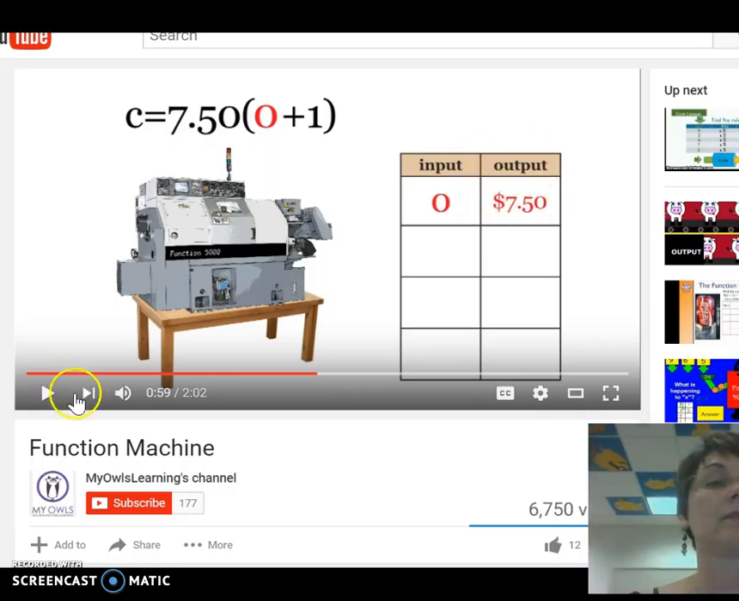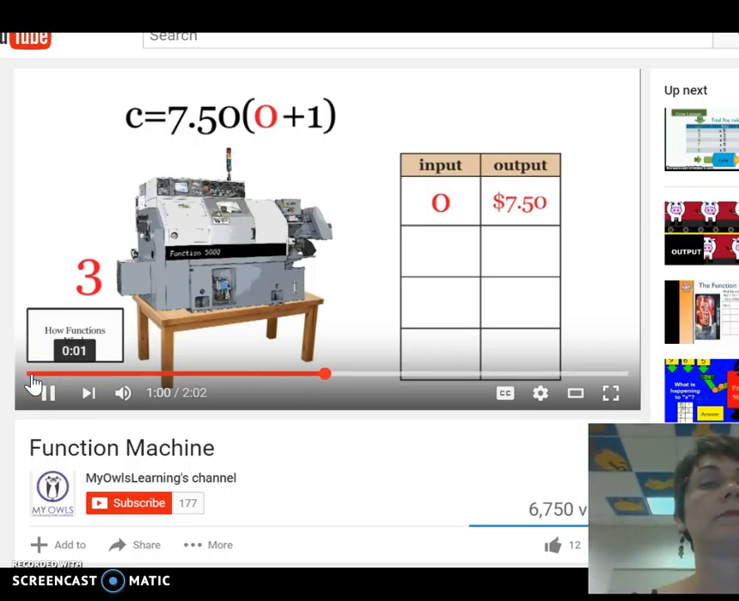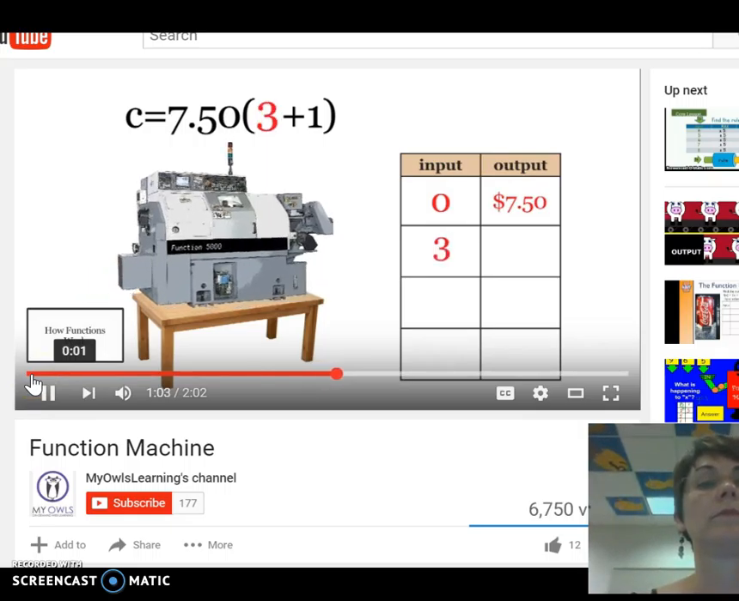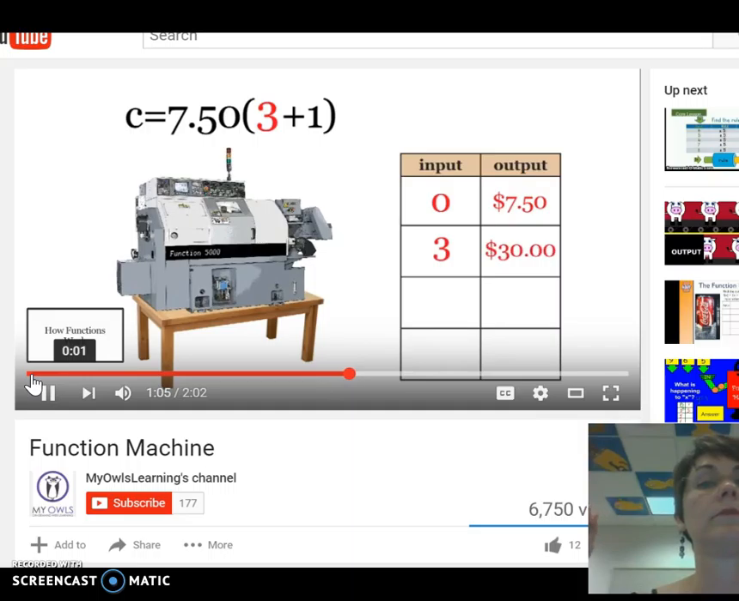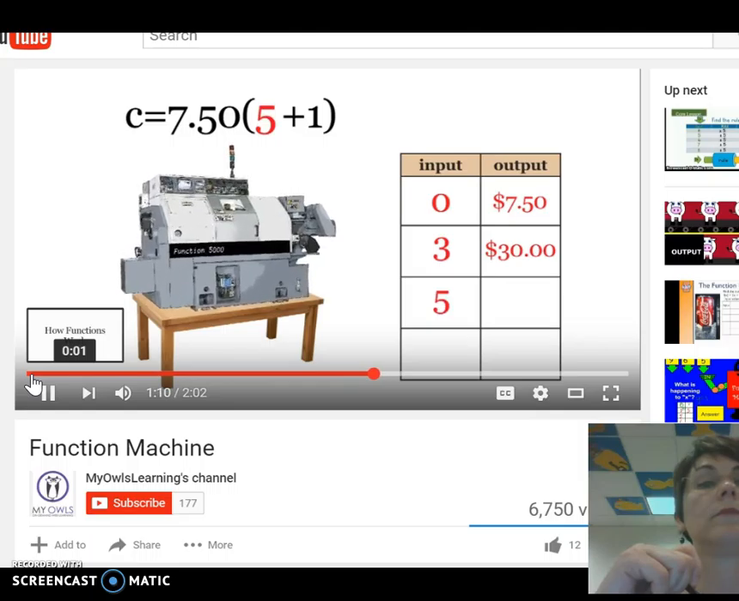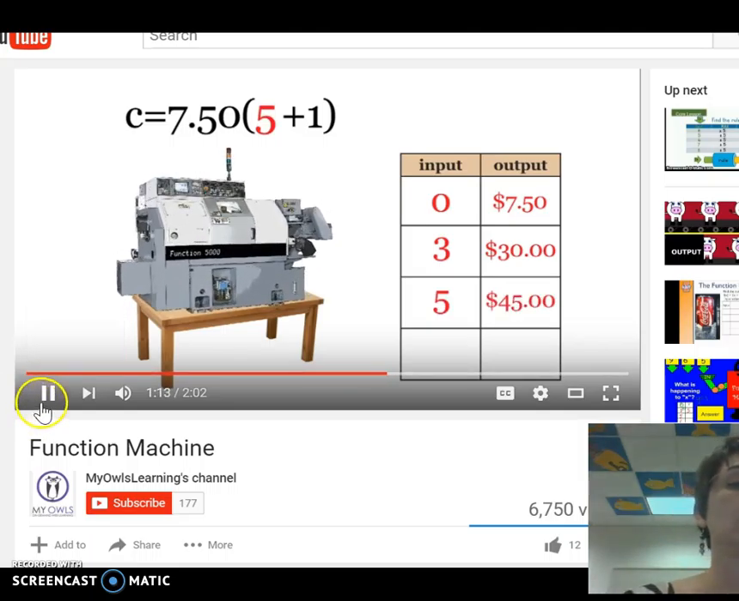What if 3 friends come to lunch? What if 5 friends come to lunch? So in this case, 5 is our x value and $45 is our y value, where x's are our inputs and y's are our outputs. You can also notice that these are ordered pairs. So I have the ordered pairs (0, 7.5), (3, 30), and (5, 45).